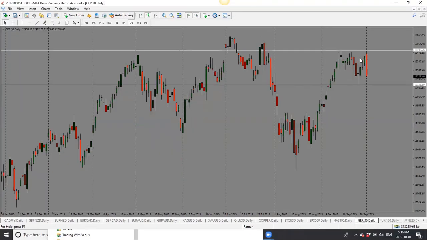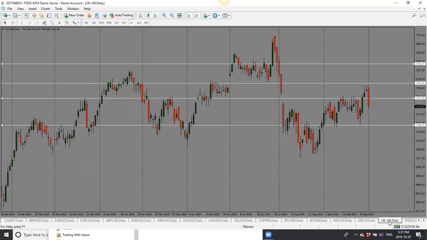DAX, big drop here. We had talked about how price was into the top of the range. It dropped from there, so this is looking bearish. Looking for a move back towards 12,135 here. And below that, we're looking at 12,000. So bias is bearish for DAX.